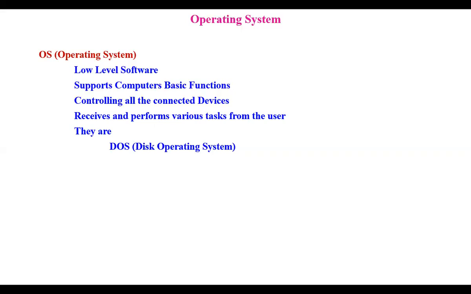We have various operating systems, and very popular ones. These are the disk operating system. At the very beginning, this disk operating system was used. It is called a character user interface. Using characters only, that is by just typing, we perform all the operations in DOS.